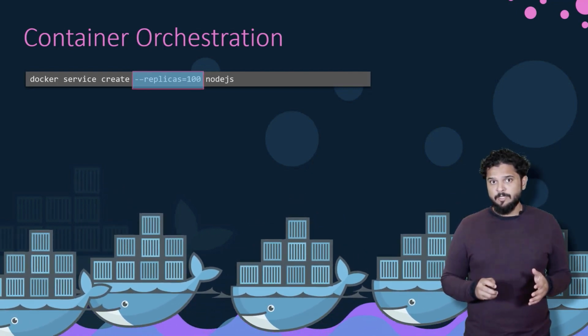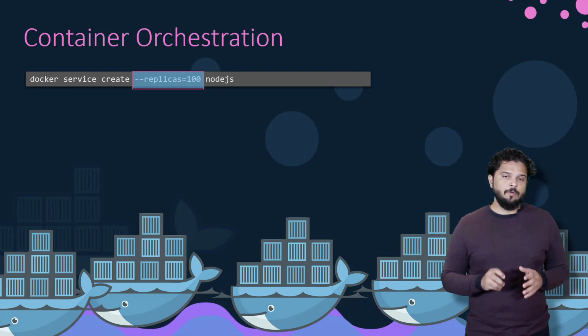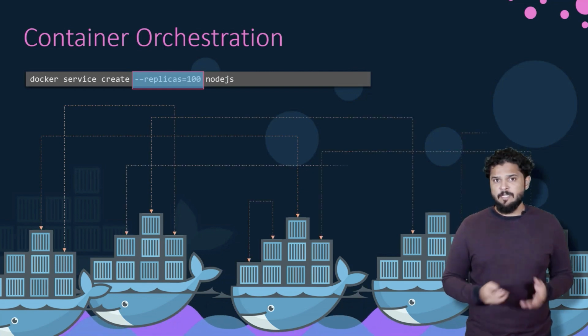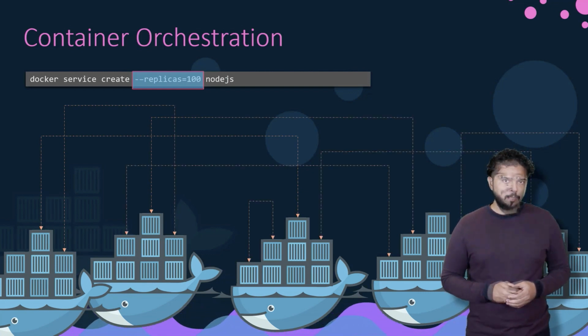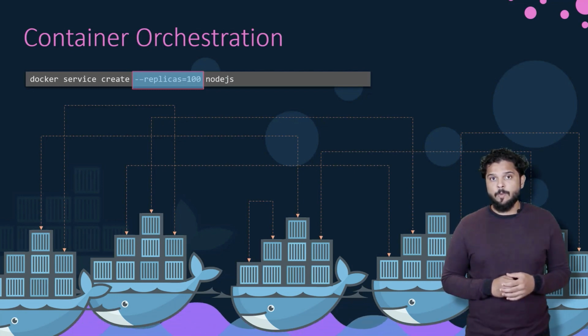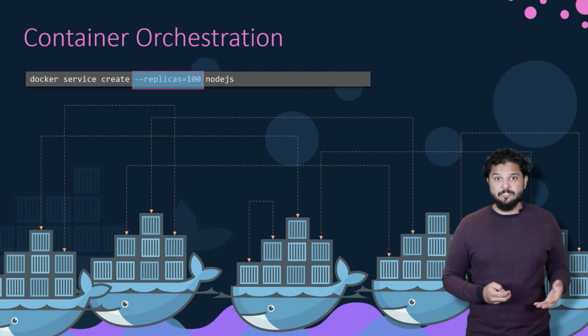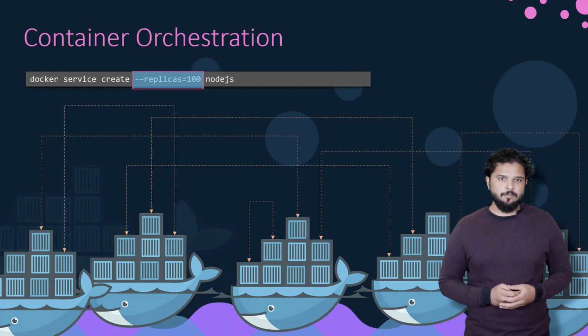And not just clustering and scaling, the container orchestration solutions also provide support for advanced networking between these containers across different hosts, as well as load balancing user requests across different hosts. They also provide support for sharing storage between the hosts, as well as support for configuration management and security within the cluster.